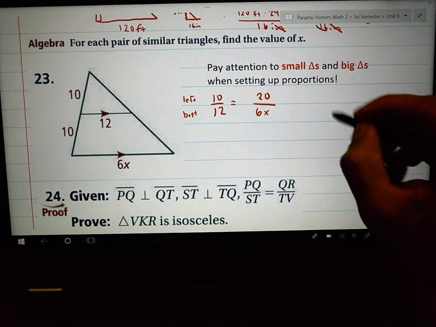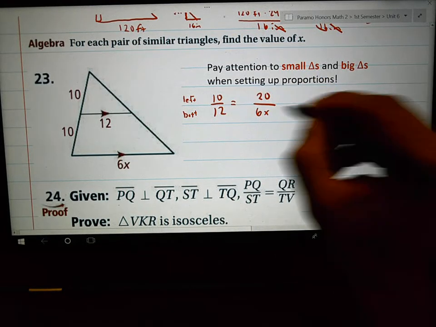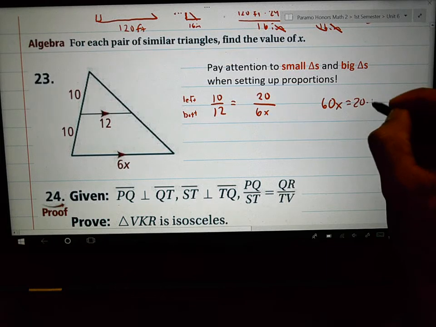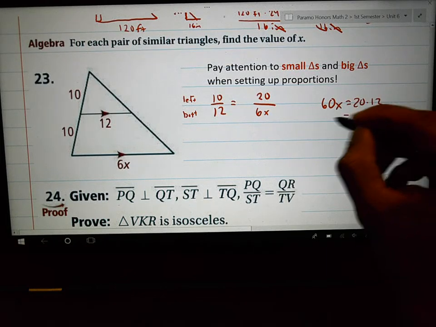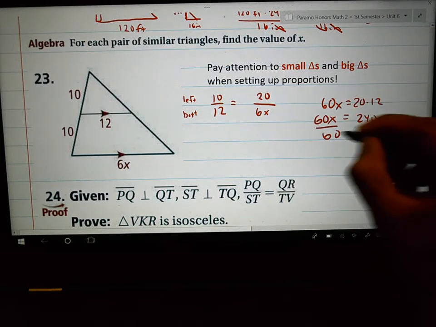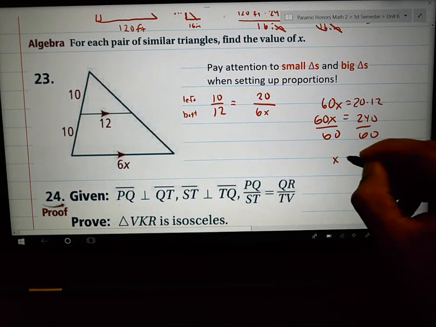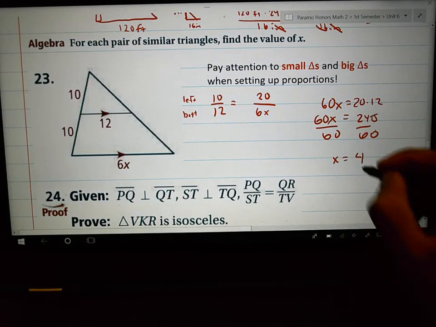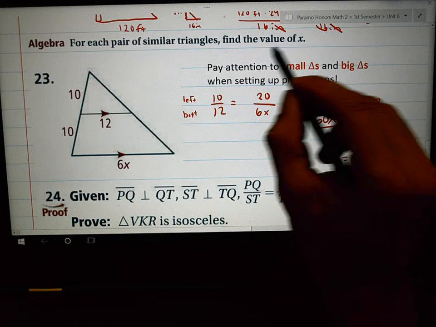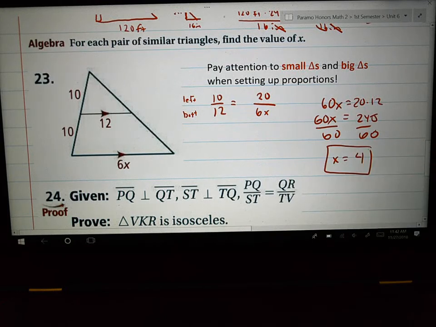Cross multiply. Cross multiply. Divide by 60. Find the value of x. We did.